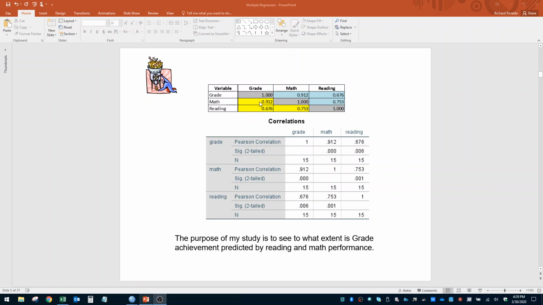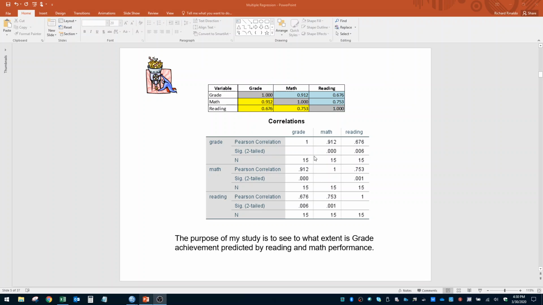The correlation between grade and math is 0.912, and the correlation between grade and reading is 0.676. So math has a higher correlation with grade than does reading, and then the final correlation is the 0.753, and that's the correlation between math and reading. And that represents to some extent what might be a problem. I want to see, does math predict grade and does reading predict grade, but what do I do with the shared variance between math and reading? Because clearly math performance is related to reading performance.